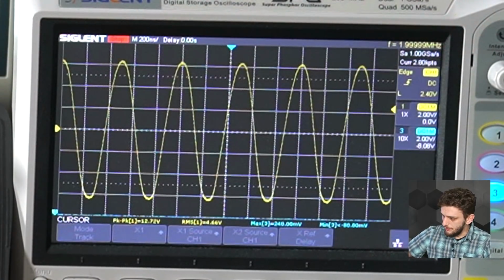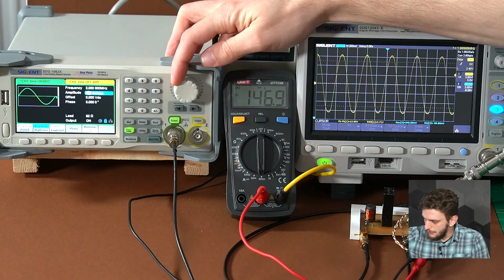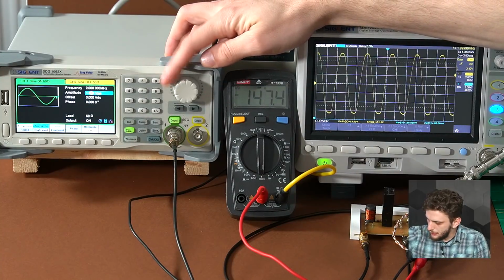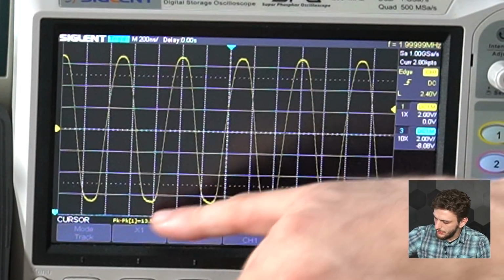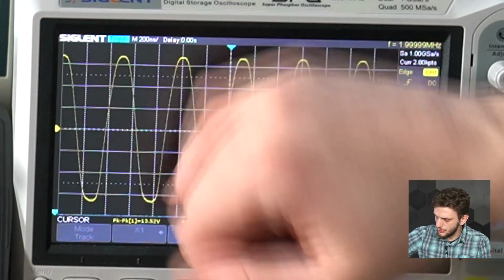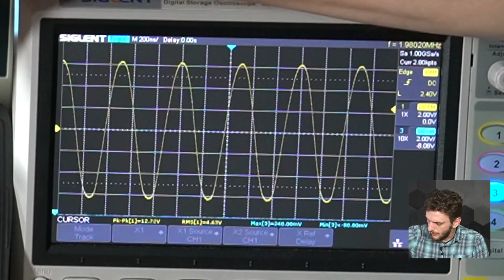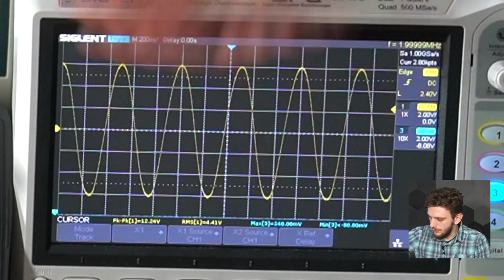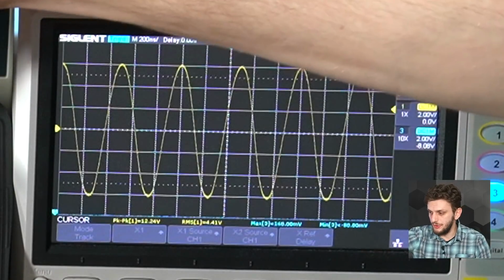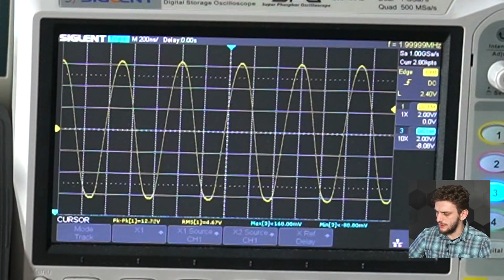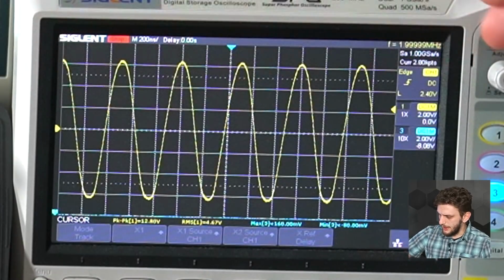Now if we look at the actual signal, we can see we are getting a pretty nice sine wave. We can play around with the amplitude a bit, so if we increase the amplitude, we can see a bit of distortion occurring on the bottom side, also on the top side. If the signal is small enough, then it's nice and symmetrical, but if you increase it too much, then you start to get some problems. So we'll leave it like this.